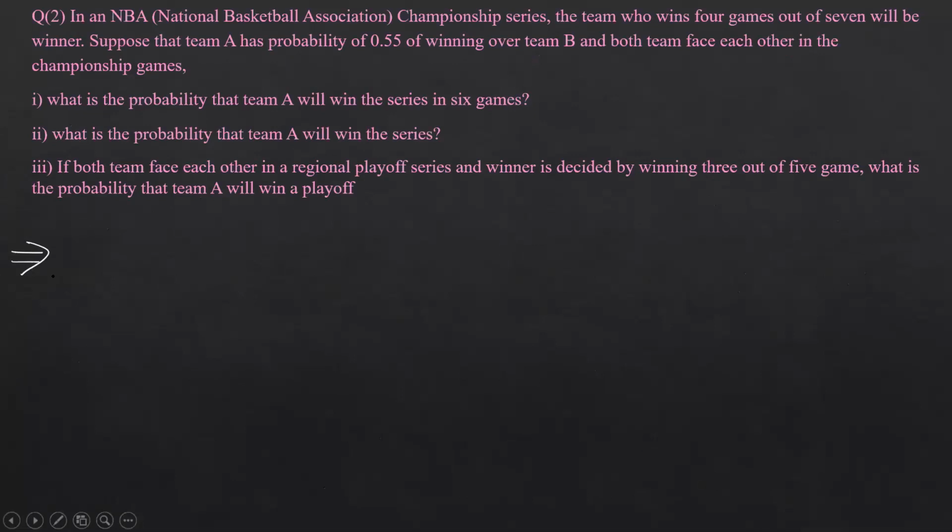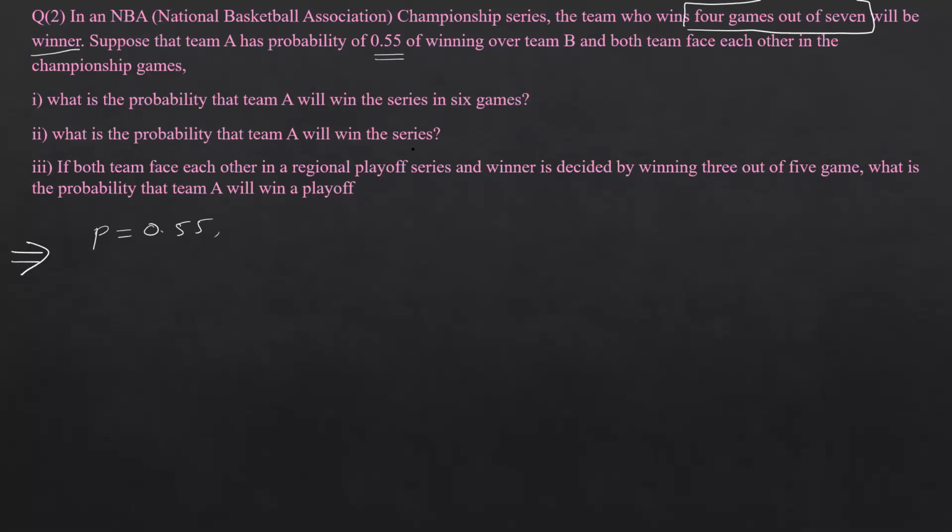Read the problem. I hope you like this example. In an NBA National Basketball Association Championship Series, the team who wins 4 games, this is important, 4 games out of 7, will be the winner. Suppose that team A has the probability of 0.55. So probability is 0.55. If P is 0.55, what is Q value?